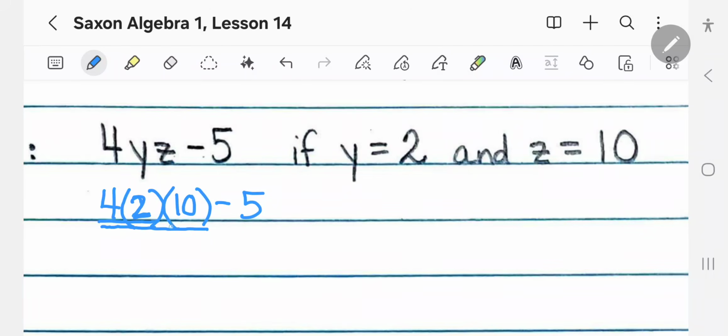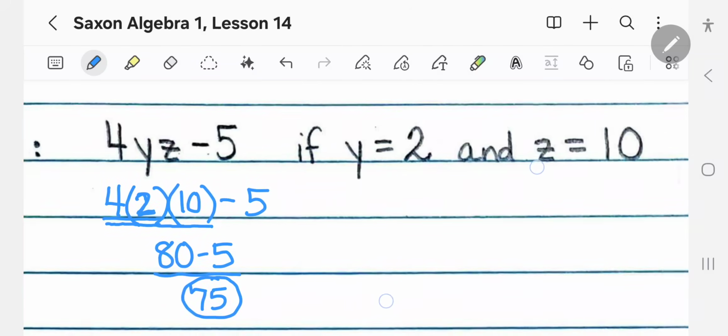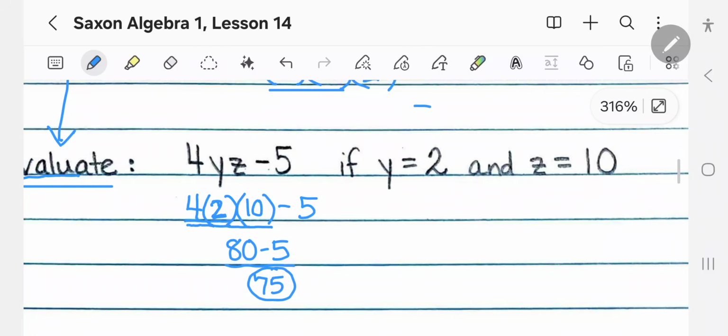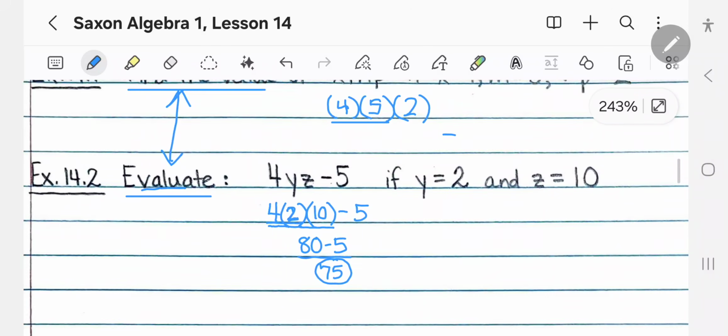4 times 2 is 8, and that 8 times the 10 would be 80. And then we're going to subtract 5. We can go ahead and do that, and we know that that is 75. So the value of this expression for these variable values is 75.